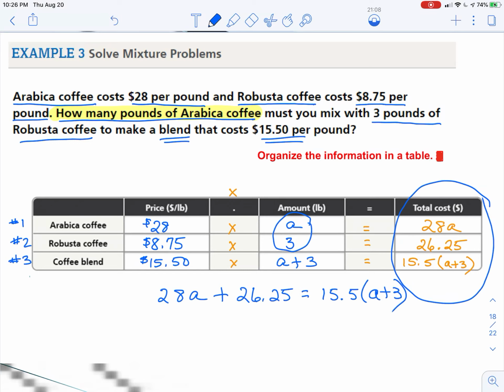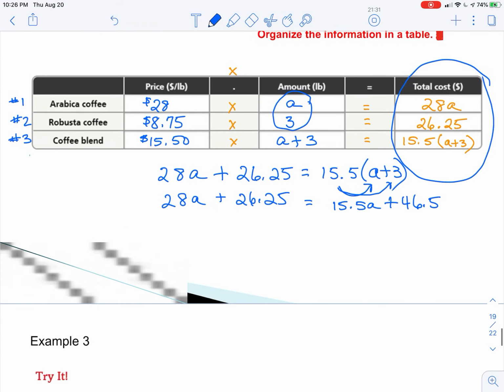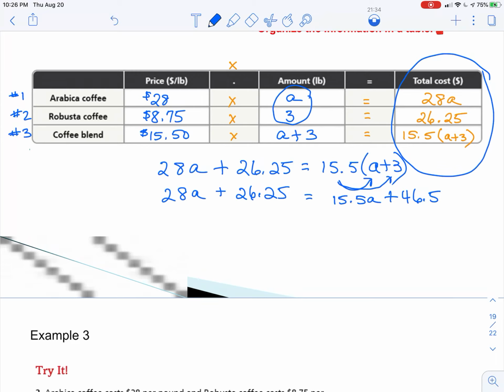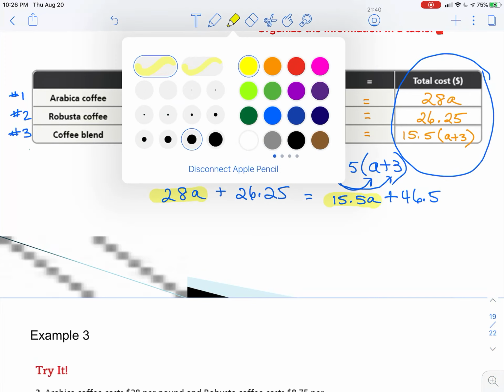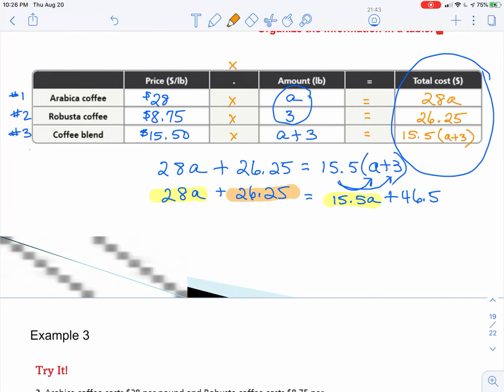Now we're going to use our distributive property right here. And if you have your calculator, you can distribute 15.5 times 3, and you should come up with 46.5. We have over here 28A plus 26.25. Okay, now we want to look to see what do I need to combine here. Well, I'm going to take a gander, and I see an A term here. I see an A term here. Let's highlight in a different color. And I see regular old numbers right here that we want to eventually get together. So let's go ahead and move some things around.